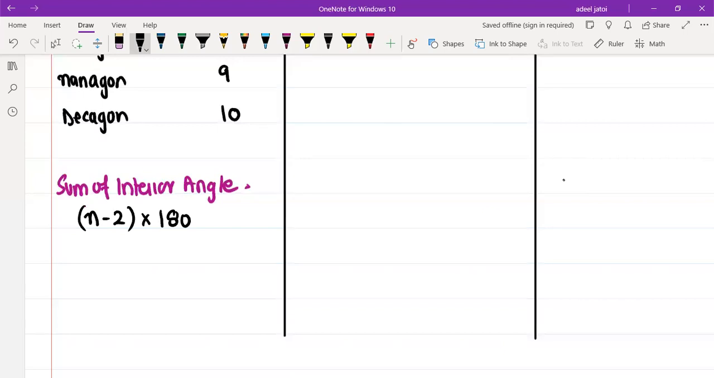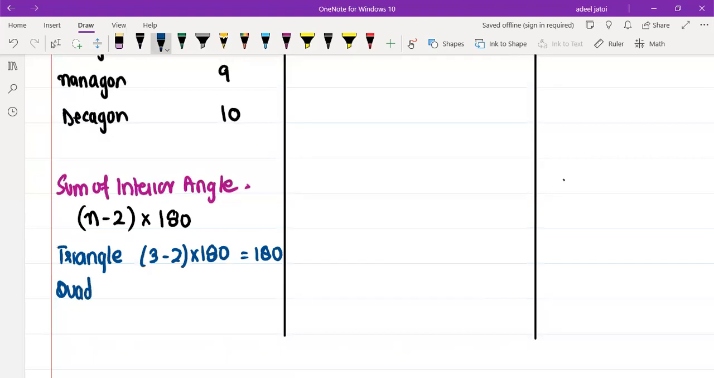Now, you have already been studying that triangle has a sum of how much? 180. You have already been studying that quadrilateral has a sum of 360. So let's just make sure that this formula is applied. So for triangle, how many sides does it have? 3. So n is taken as the number of the sides. So let's say 3 minus 2 multiplied by 180. 3 minus 2 is 1. 1 multiplied by 180 is 180 degree.